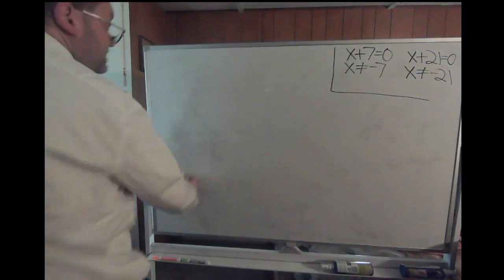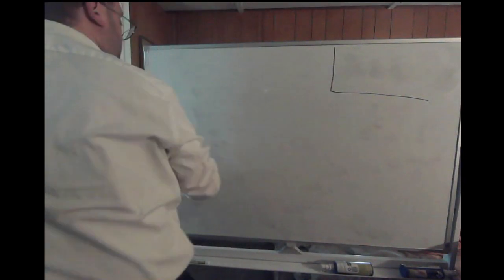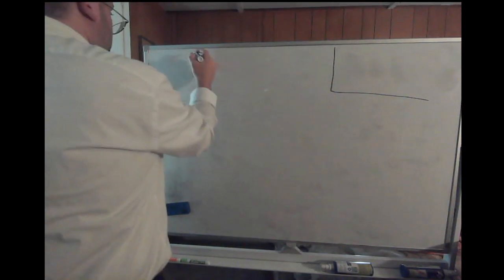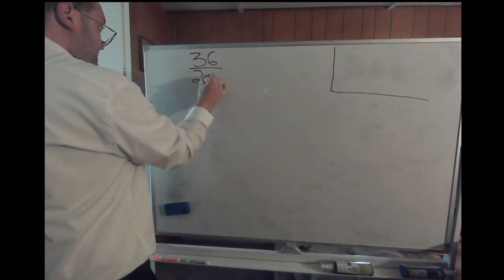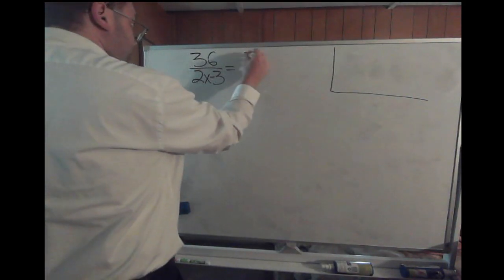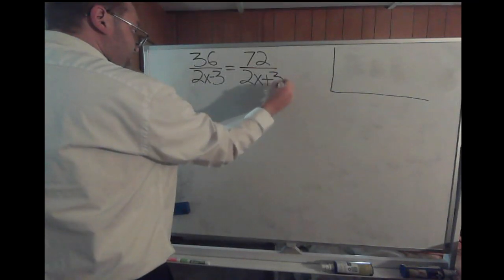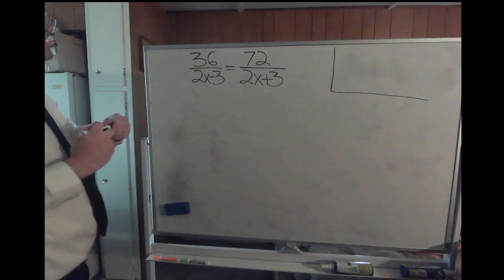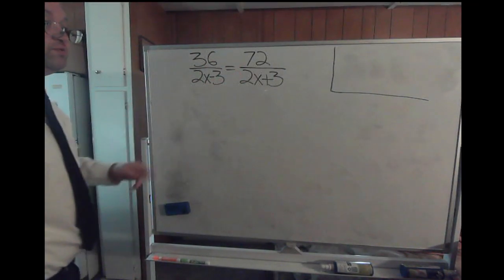Alright, and the last one, as I promised. Proportions are relatively straightforward, thankfully, so it's not too bad. We have 36 all over 2x minus 3 set equal to 72 all over 2x plus 3.